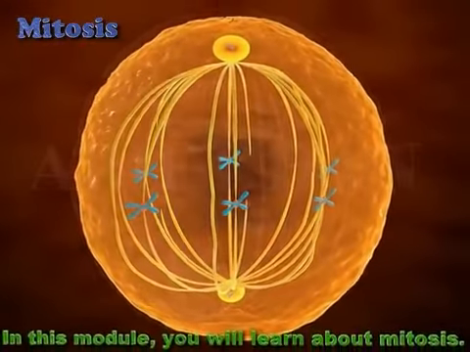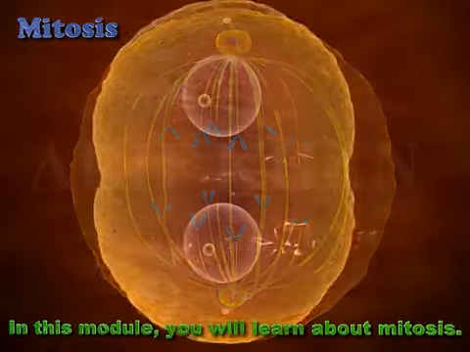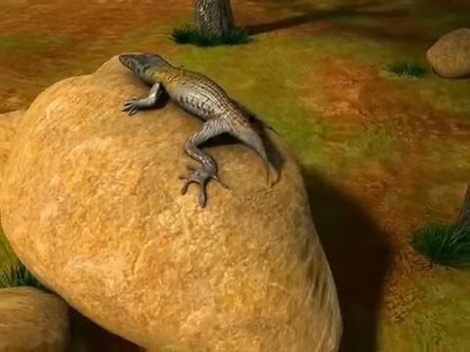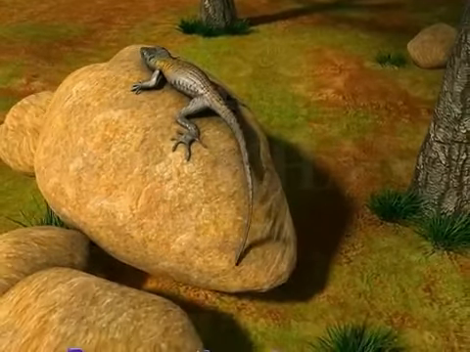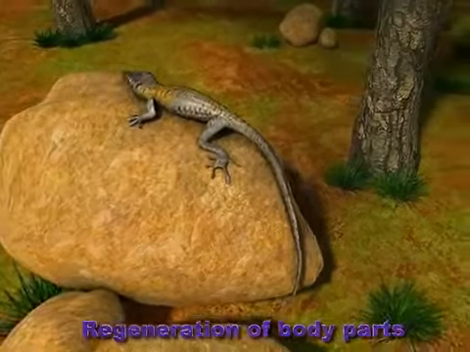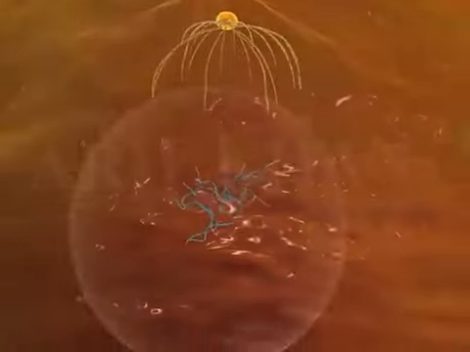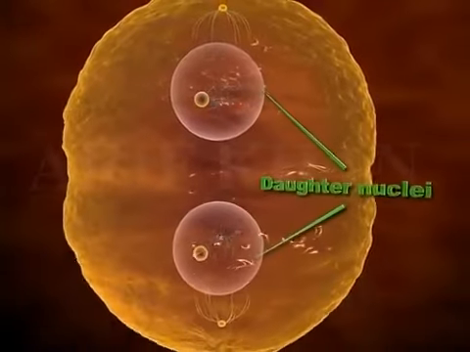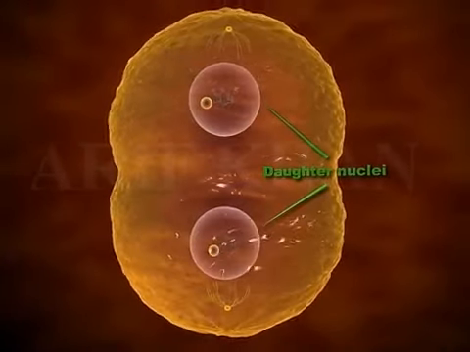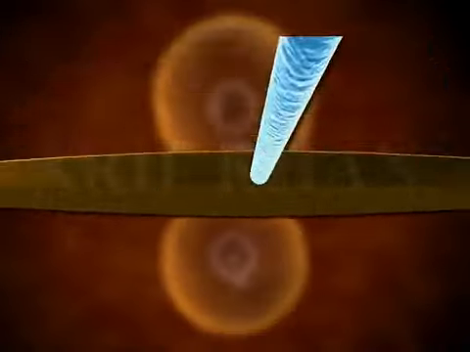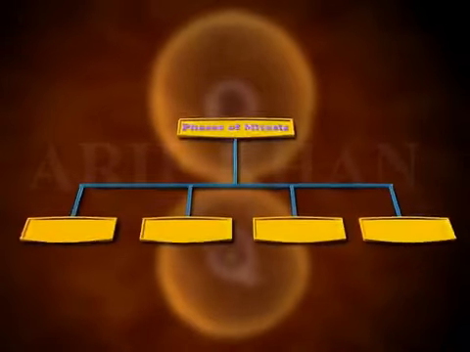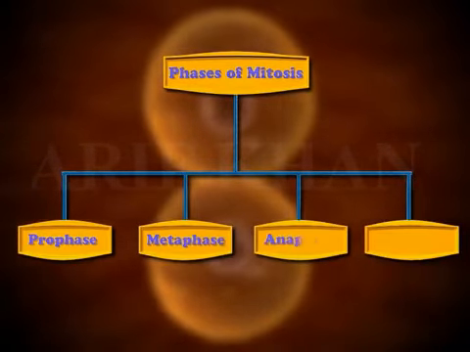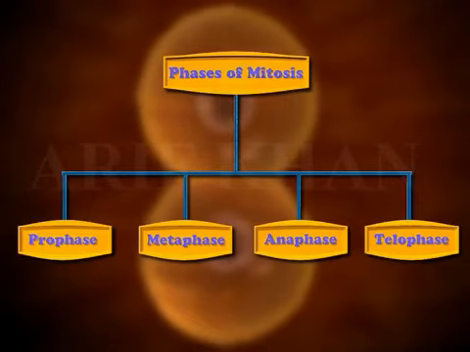Mitosis. In this module, you will learn about mitosis. Mitosis is a process of cell division that makes possible regeneration of body parts. To elaborate, mitosis is the separation of nuclear chromosomes into two identical daughter nuclei. It is divided into four key phases: Prophase, Metaphase, Anaphase, and Telophase.